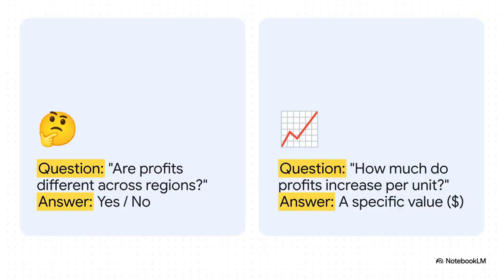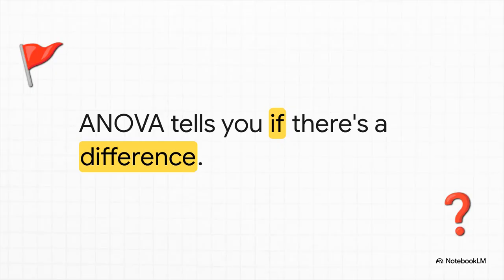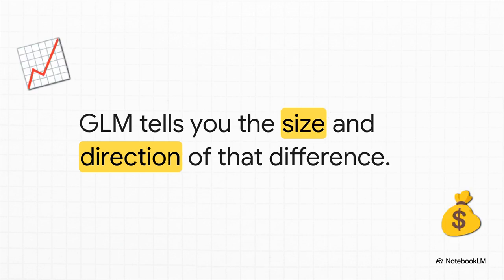See the difference? So, to put it simply, an ANOVA is fantastic for flagging that something is going on. It's like the smoke detector. It tells you there's a signal in the noise and points you in the right general direction. But the GLM takes that signal and it quantifies it. It doesn't just say, yep, there's a difference. It tells you exactly how big that difference is and whether it's positive or negative. It gives you the magnitude and the direction, which is what you actually need to make a real strategic decision.